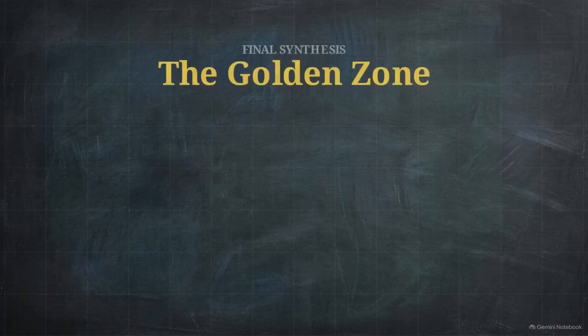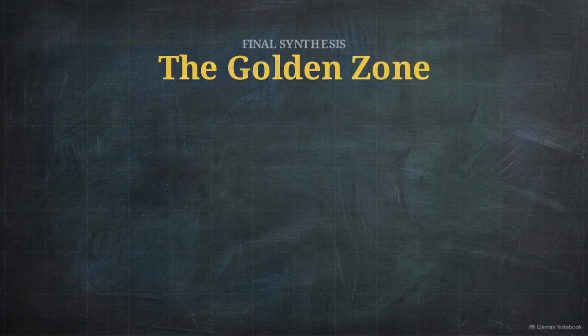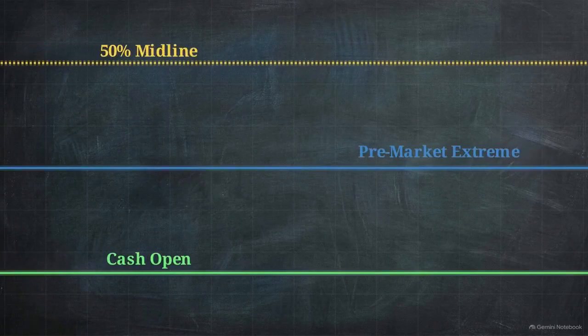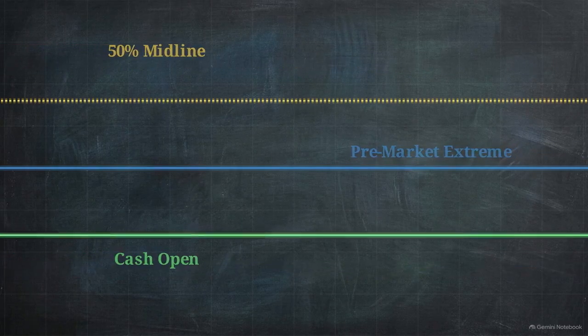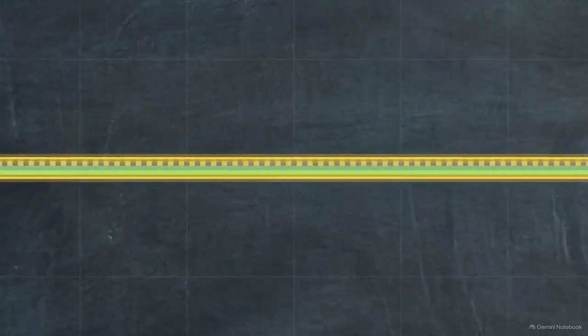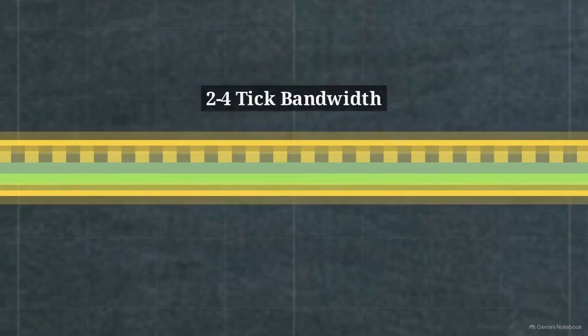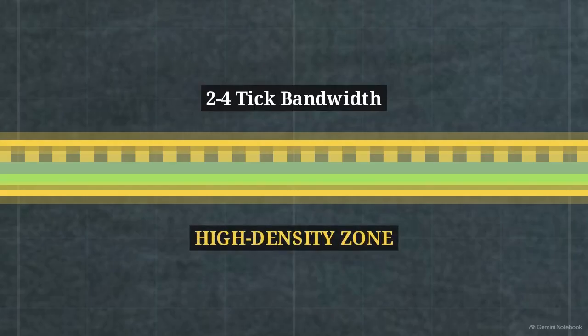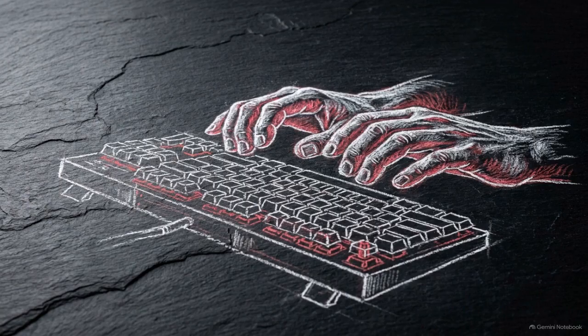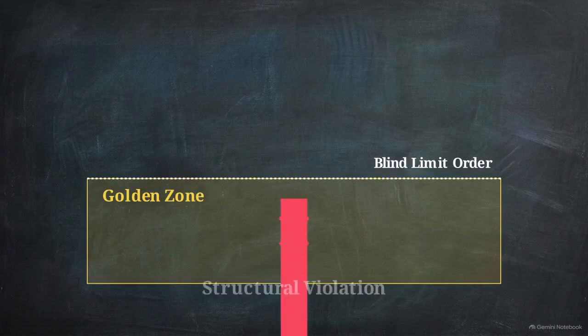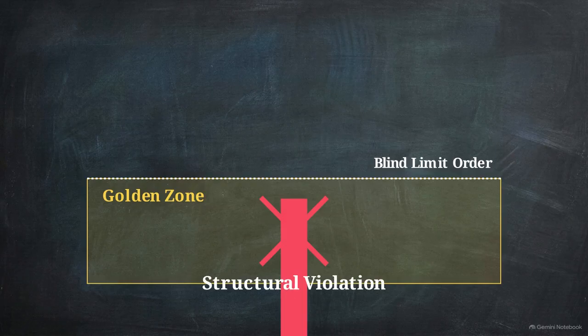Here is the final synthesis. The golden zone. Watch the 50% midline, pre-market extreme, and cash open slide horizontally and stack tightly. Zooming in reveals these overlapping liquidity sources compressed into a 2 to 4 tick bandwidth, creating a high-density zone. Executing off this zone requires strict adherence to protocol. Do not place blind limit orders into a plunging candle. Front-running the algorithm leaves you exposed.